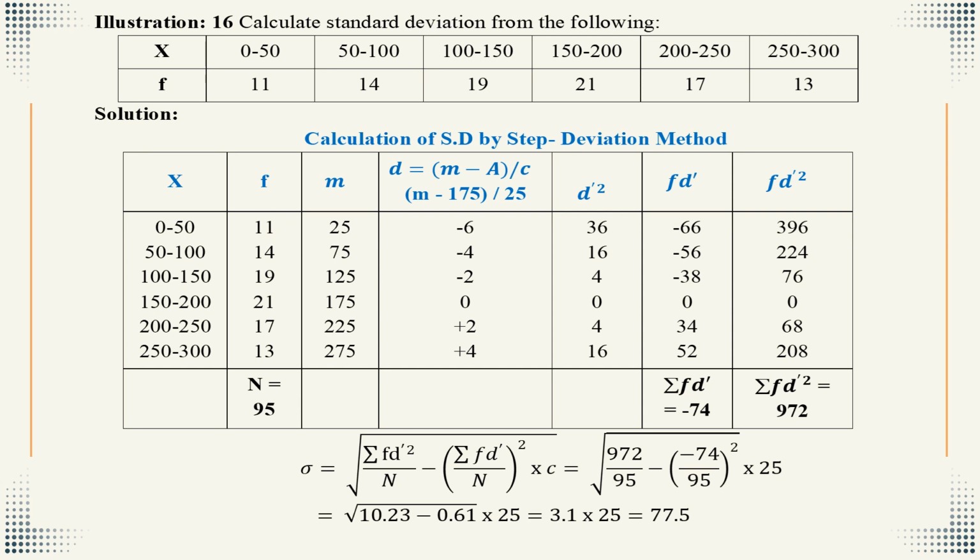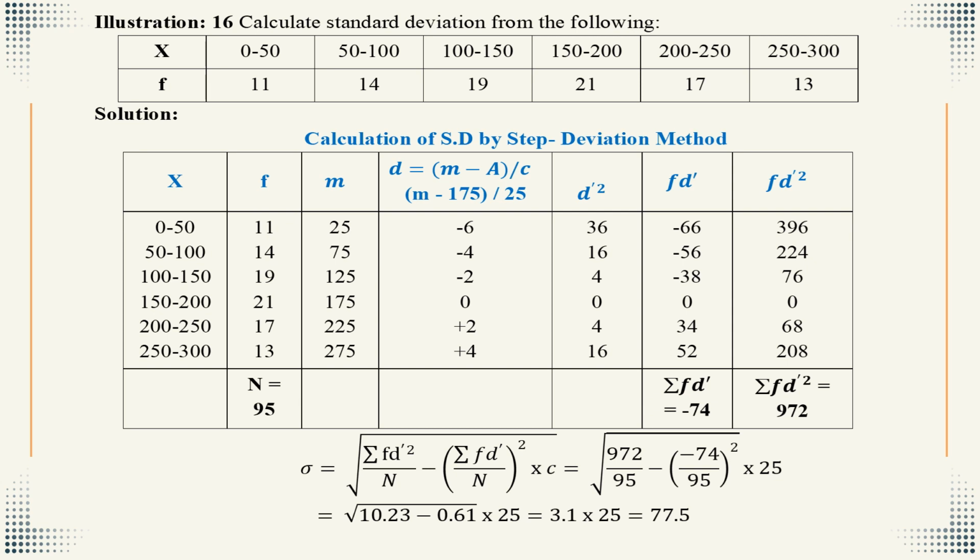Then by dividing by 25, that means m minus 175 by 25: 25 minus 175 by 25 is minus 6, 75 minus 175 by 25 is minus 4, 125 minus 175 by 25 is minus 2, 175 minus 175 divided by 25 is 0, 225 minus 175 by 25 is 2, 275 minus 175 by 25 is 4. Then the square of that should be calculated. That is 6 into 6, 36, 4 into 4, 16, 2 into 2, 4, 0 into 0, 0, 2 into 2, 4, 4 into 4, 16.